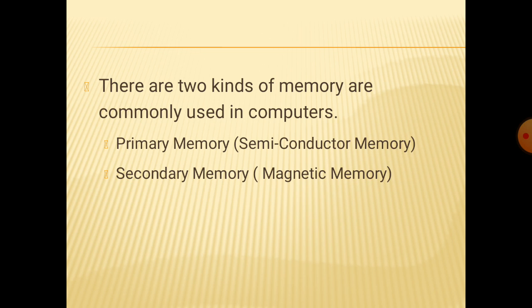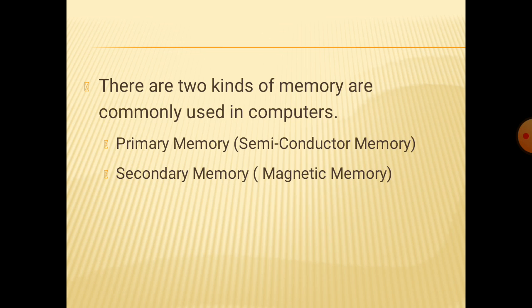Computers' memory is mainly divided into 2 types. There are 2 kinds of memory commonly used in computers. Those are primary memory and secondary memory. Your primary memory, that is RAM and ROM, has been made up of semiconductor memories, meaning semiconductor devices. For that reason, these are also called semiconductor memory.